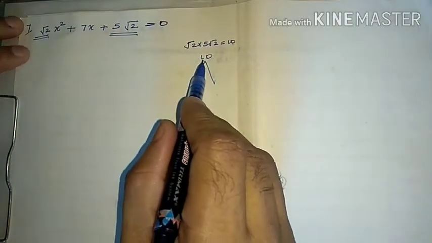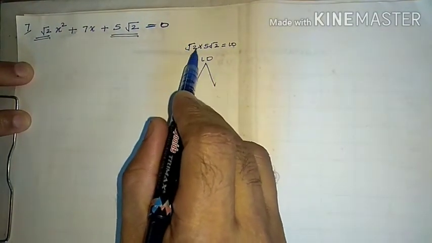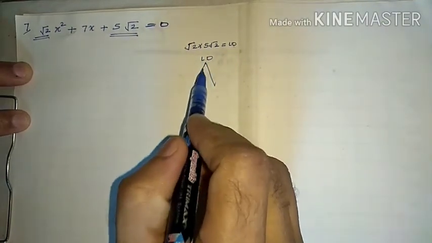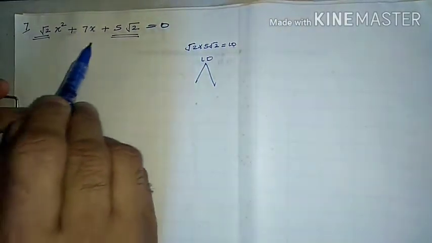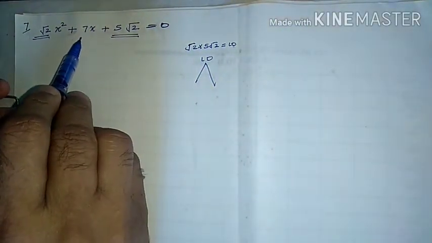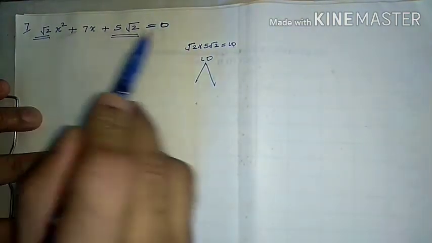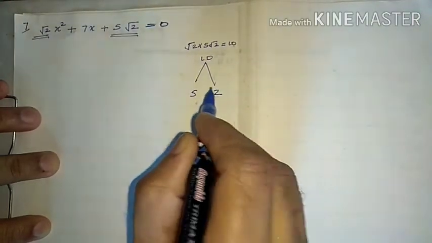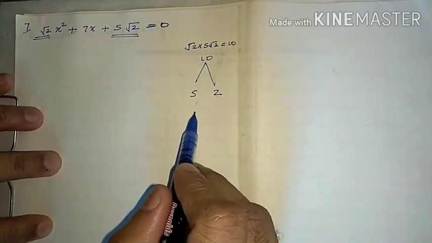Root 2 into 5 root 2: root 2 into root 2 is 2, 2 into 5 is 10. We have to factorize in such a way that the addition gives 7 and the multiplication gives 10. 7 means 5 plus 2, and the product 5 into 2 is also 10.